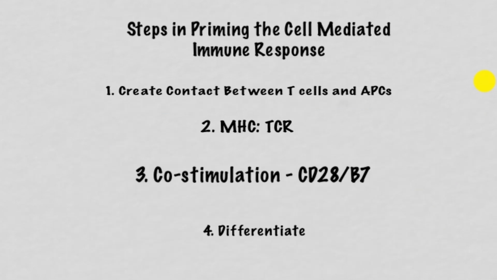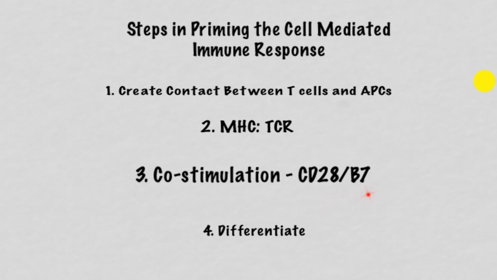So, in conclusion, when we're priming a naive T cell for the first time, we have 4 steps. You need to first create contact between the T cell and the antigen-presenting cell, and this is done through ICAM and LFA1, which then brings MHC and TCR in close proximity through the help of CD4 or CD8. MHC TCR binding is your signal 1 for activation, but that's not sufficient to activate a naive T cell. A naive T cell will also require co-stimulation, and that comes from CD28 on the T cell and B7 on the antigen presenting cell.